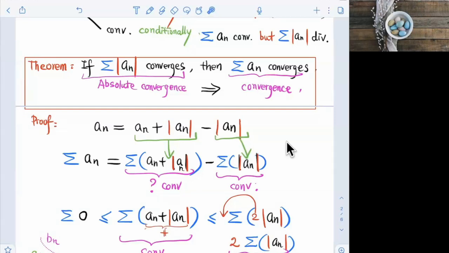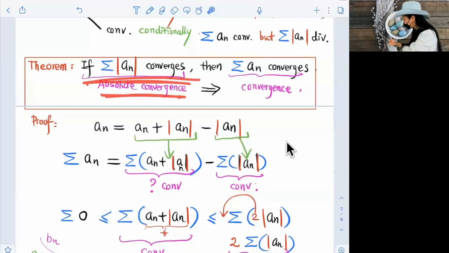Now we're going to take the series on both sides. So the series of a_n over here is the series of this subtracting the series of this. Now this one here is convergent. Why? How do I know this one converges? What does it say? It says here, it's absolutely convergent, right? So this one converges to a finite number, right?